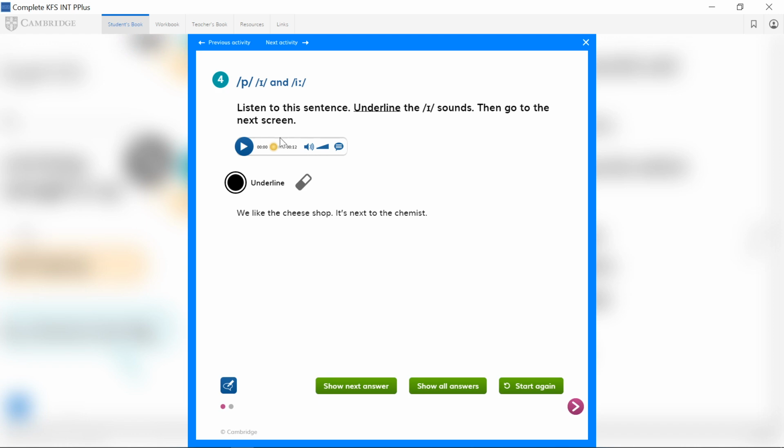So guys, again, now let's go to the previous example first. I think it will be better to understand this activity. So guys, listen to the sentences and underline the E sound, okay? So let's go.